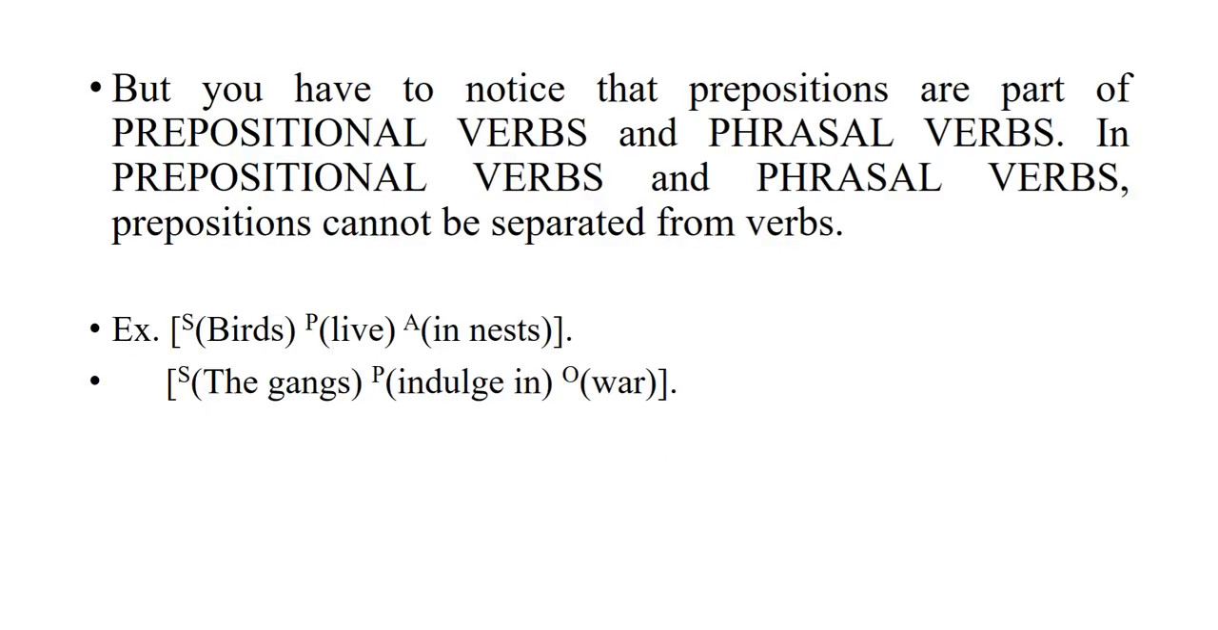While discussing the prepositional phrases, we have to notice that prepositions are part of prepositional verbs and phrasal verbs, and in prepositional verbs and phrasal verbs, prepositions cannot be separated from the verbs. For example, when we see these two examples, birds live in the nest. So here in is not part of this predicator, but in this particular sentence, the gangs indulge in war, in is a part of this particular verb which cannot be separated from indulge.